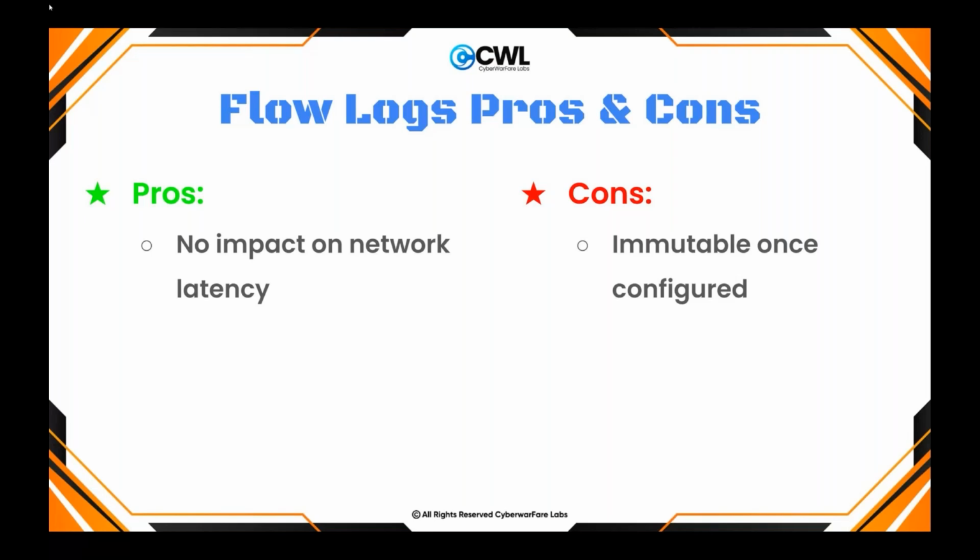One of the very first pros is that there is no impact on network latency, because this is agentless. It is collected by AWS at whatever boundaries we have set, so you do not need to worry about latencies, because it is just capturing at the gateway. But one of the cons is that once you configure a flow log, you cannot change it. So let's say you added some fields, and we will touch on fields in a bit, and you forgot to add the destination port. Now you have to create another flow log for that, because once configured, you cannot change any of the settings.